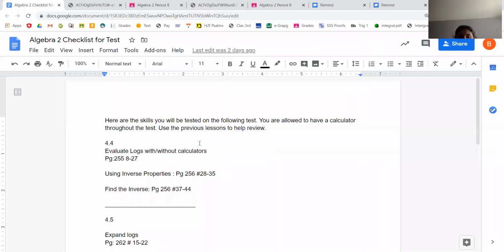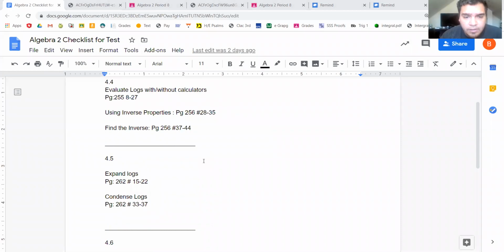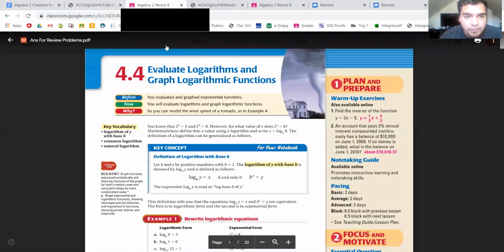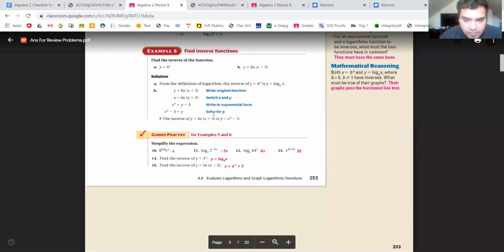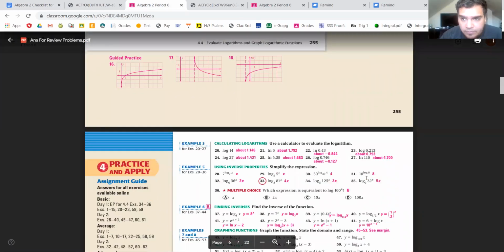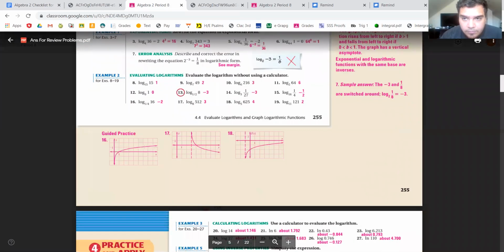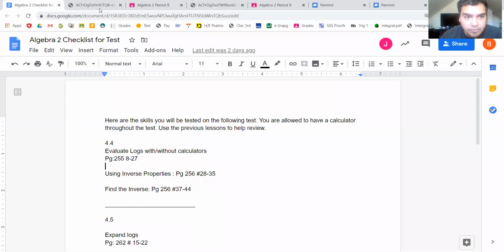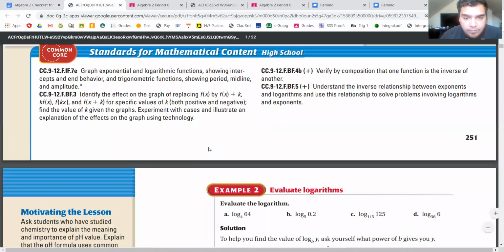Okay, so this is me just going through at least one or two of each example. So let's start off with page 256, and we're going to do numbers 28 to 35 on this one. So 28 to 35.